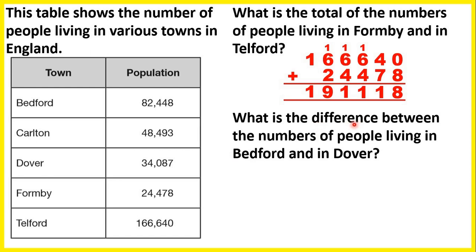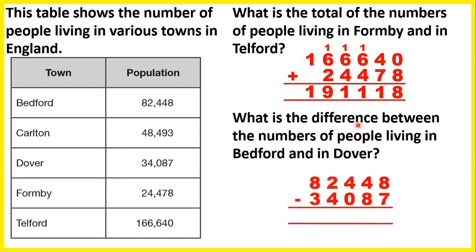Now, what is the difference between the numbers of people living in Bedford and Dover? So the difference is what we get when we subtract. Now we can see that 82,448 live in Bedford and 34,087 in Dover. So when we subtract using column subtraction, we get an answer of 48,361.